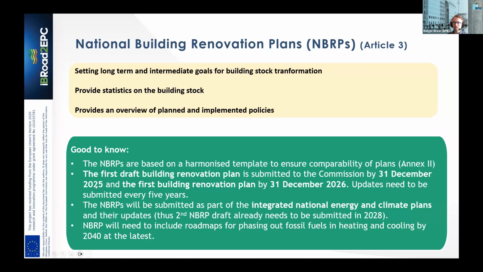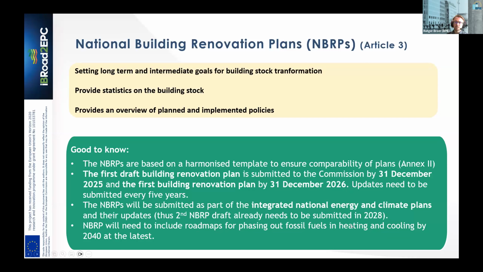So that's basically in a bit more than 1.5 years. And then the first final plan, after comments of the Commission, should be handed in by the end of 2026. Afterwards, there is a revision cycle of every 5 years. And these MBRPs will be submitted as part of the integrated national energy and climate plans, and they need to include roadmaps for phasing out fossil fuels in heating and cooling.